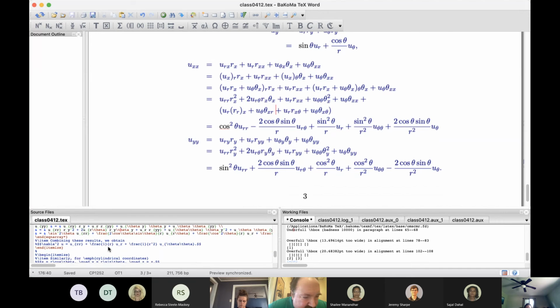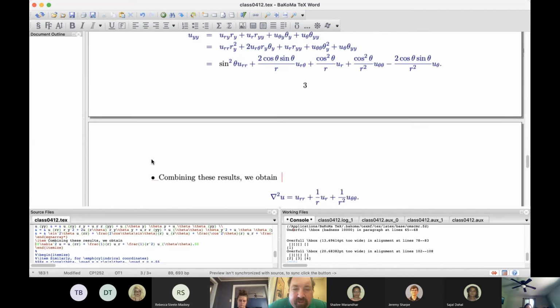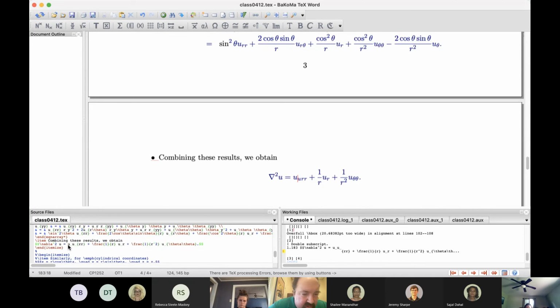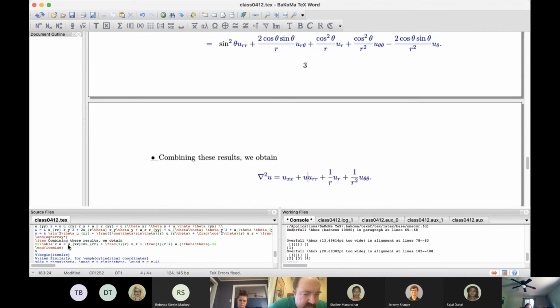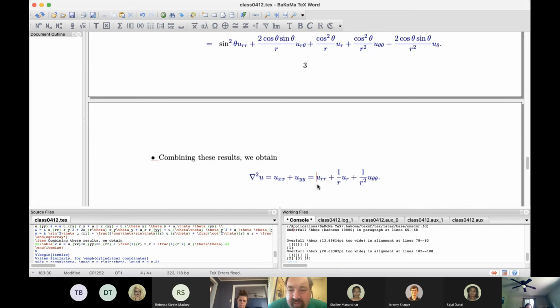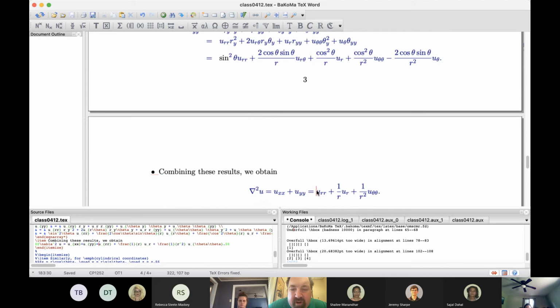But if you put everything together, U_XX plus U_YY, then from here, notice we have cosine squared U_RR plus sine squared U_RR. Here we have cosine squared plus sine squared equals 1, and that's why we end up with U_RR down here.